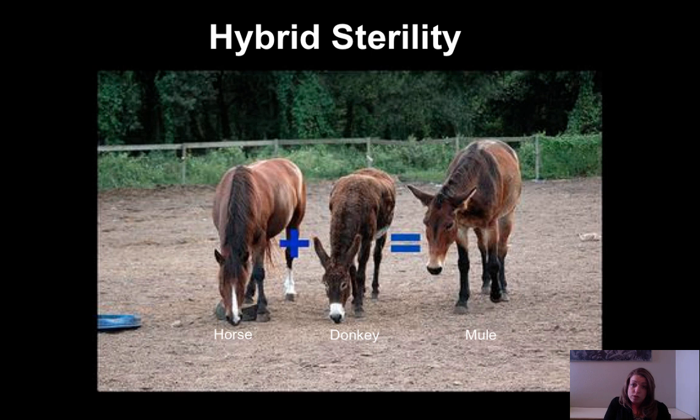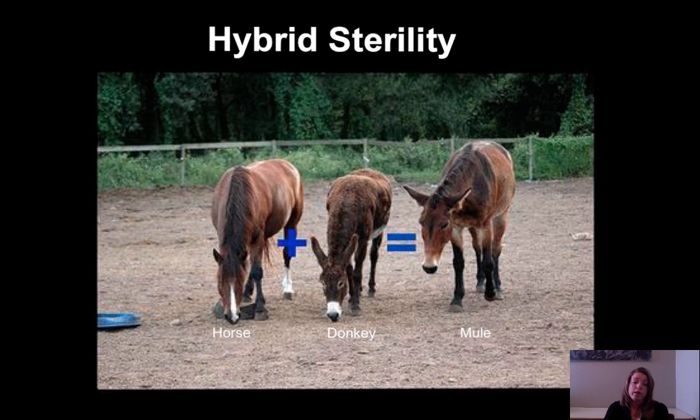I would encourage you to look up other examples of hybrid sterility, including the liger, L-I-G-E-R, the jaglion, which is a cross between a jaguar and a lion, the tigon, the tiger-lion cross. There's a number of different examples of hybrid sterility, particularly in the cat family and also in horses, that I would encourage you to go ahead and take a look at and just kind of familiarize yourself with, because it's interesting. So fun Google searches.